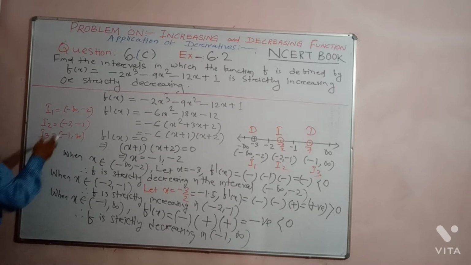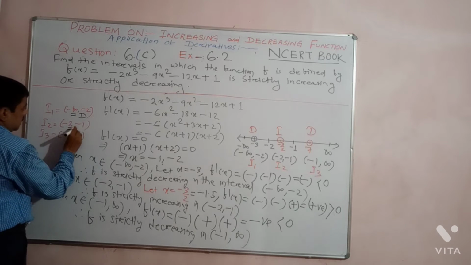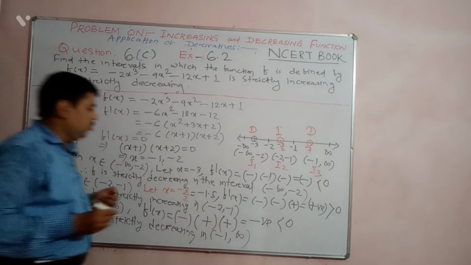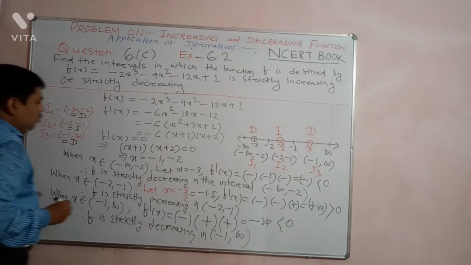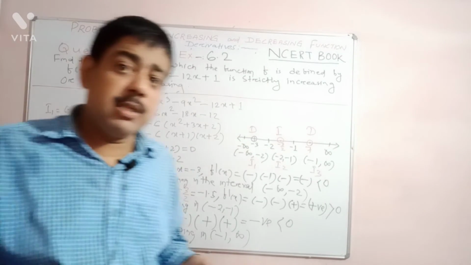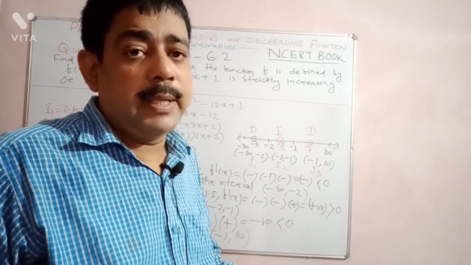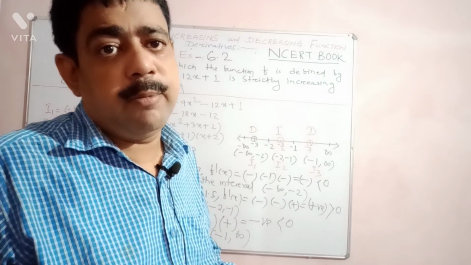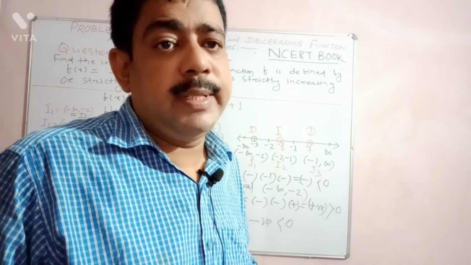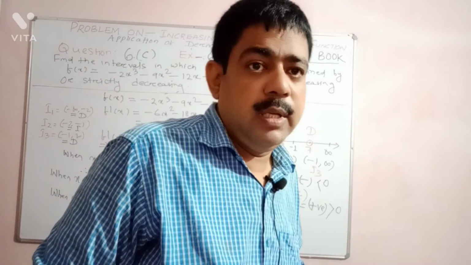In the first interval the function is strictly decreasing. In the second interval the function is strictly increasing, and in the third interval the function is strictly decreasing. Understand or not? Is it clear? So this is how you can find out whether the function is strictly increasing and in which interval it is increasing, in which interval it is strictly decreasing, by finding the derivative. So the derivative is an important application to find whether the function is increasing or decreasing, and also an important part of calculus.